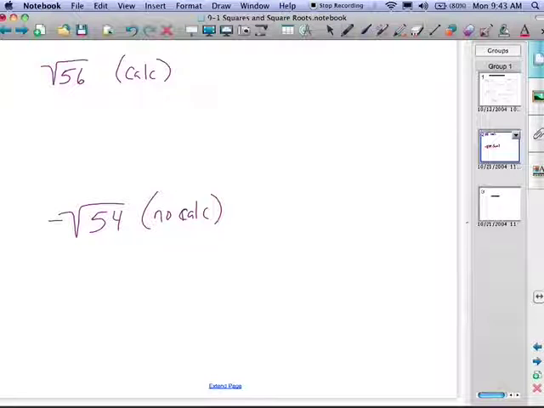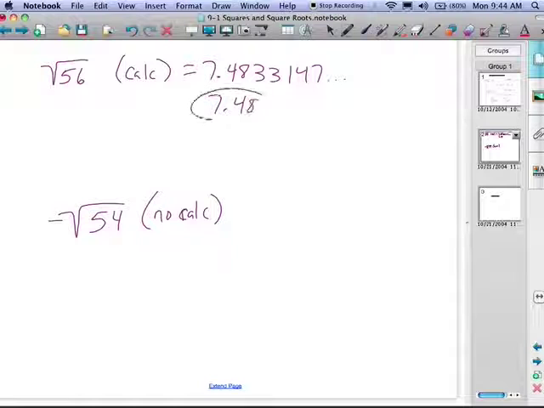On this board, we have 2 examples, one where you're going to get to use a calculator and one where you're not going to get to use a calculator. The first one, the square root of 56, you do get to use a calculator. So you type in 56 and you hit the square root button, and you get 7.4833147, so on and so forth. We'd round that off to 7.48. Keep 2 decimal places.